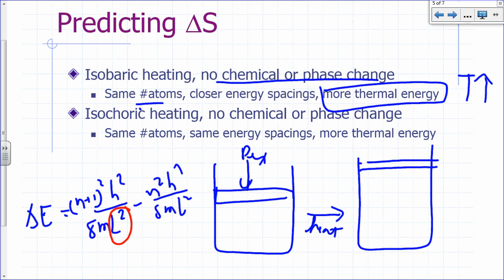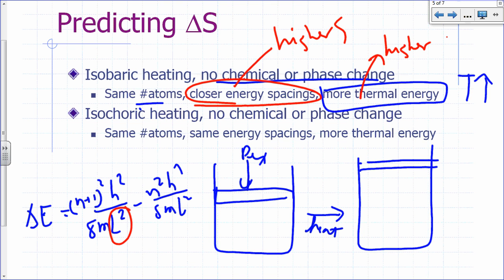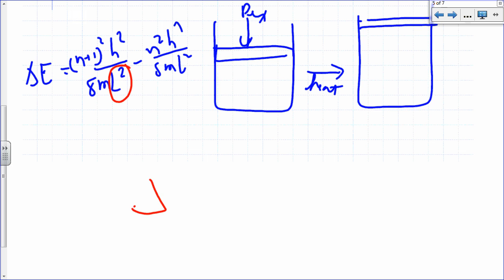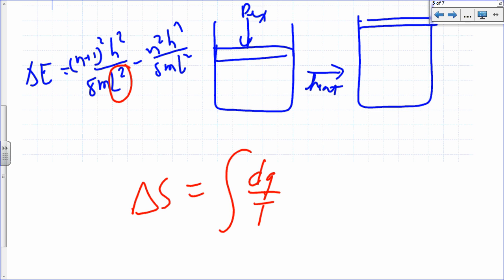So your quantization would involve closer energy spacing. Closer energy spacing means higher entropy. More thermal energy means higher entropy. So for isobaric heating, what's the formula for entropy? Delta S is the integral of dq over T at constant pressure. So you can see that that's going to be a positive number.